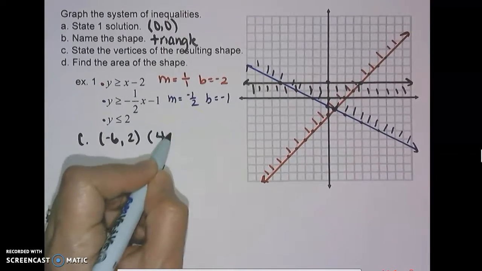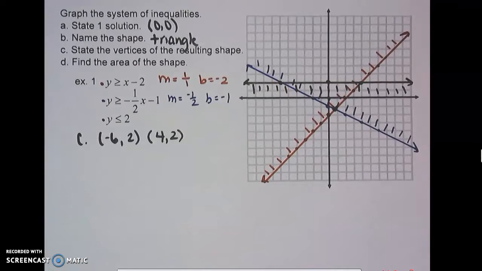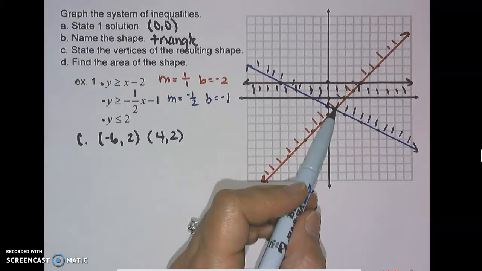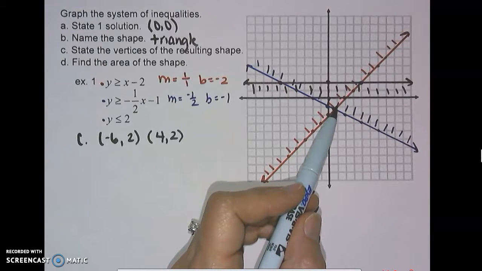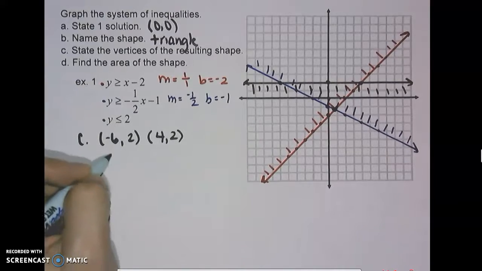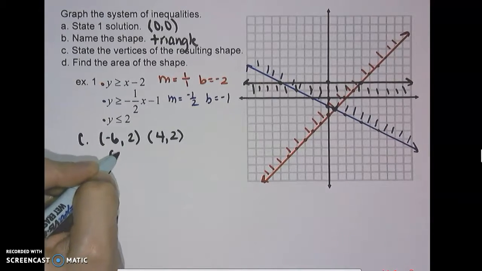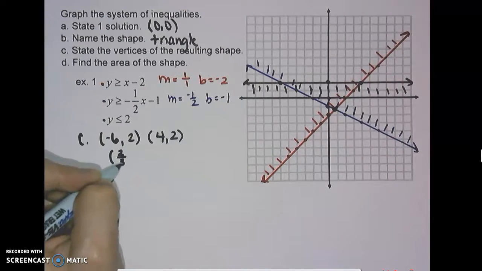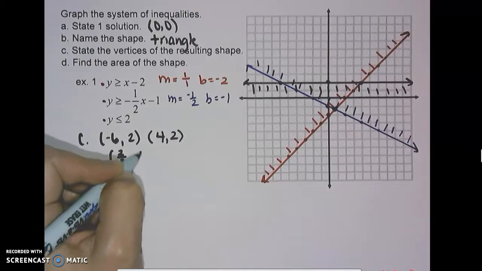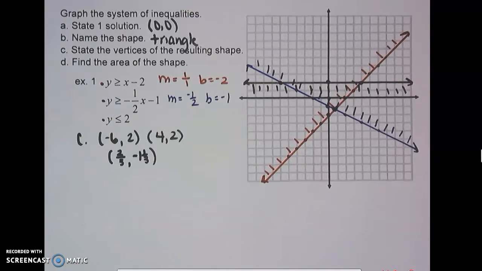Here we have 4, 2 is another vertex. And then the third one is not actually a nice, easy point, but for that, you can type them into Desmos and see where they cross. So those are going to cross at 2/3, -1 and 1/3. And for that, you could even write the decimals for those. But this is 0.6 repeating, -1.3 repeating, so you should know what those are as fractions.